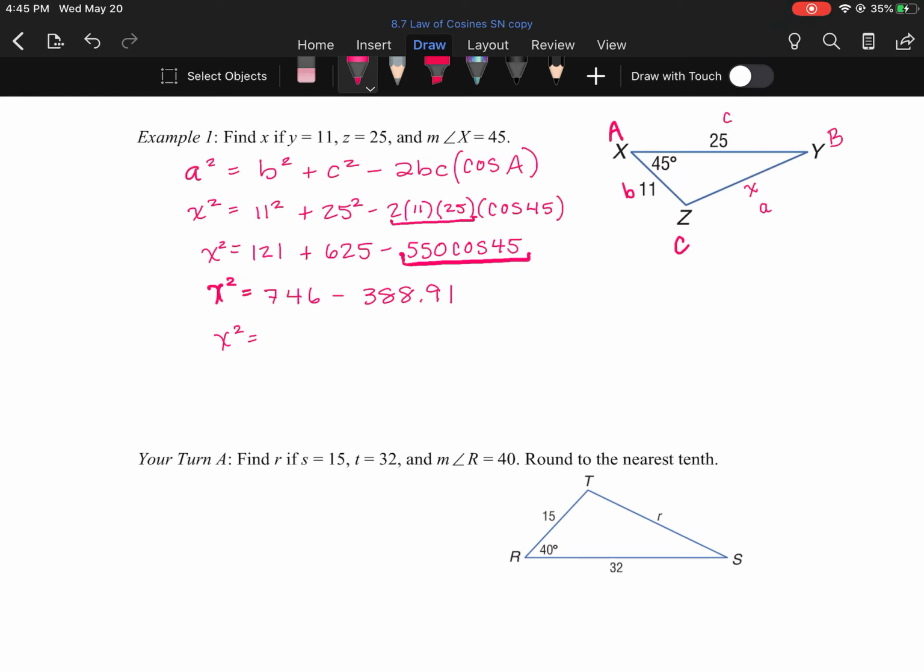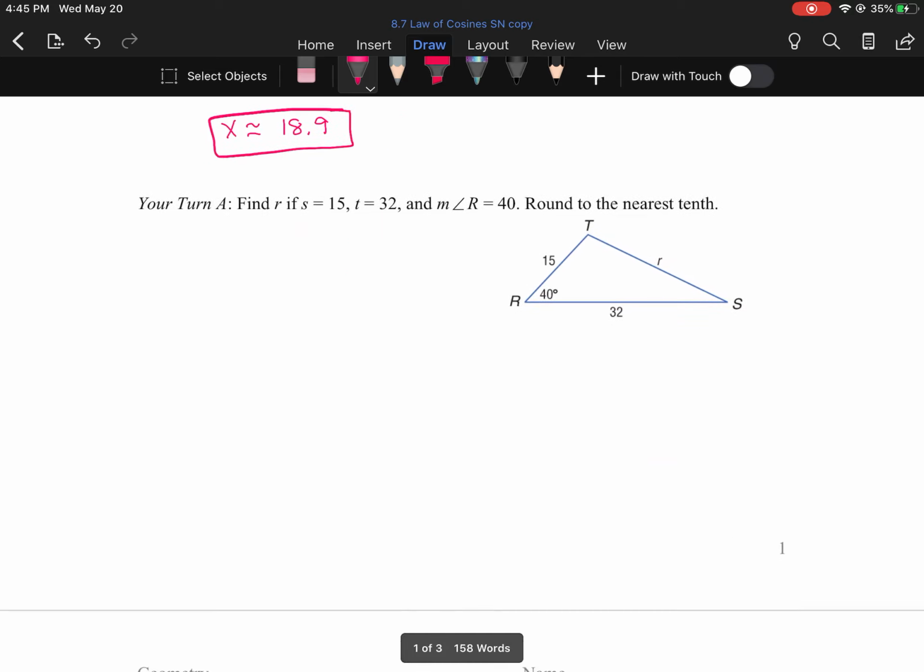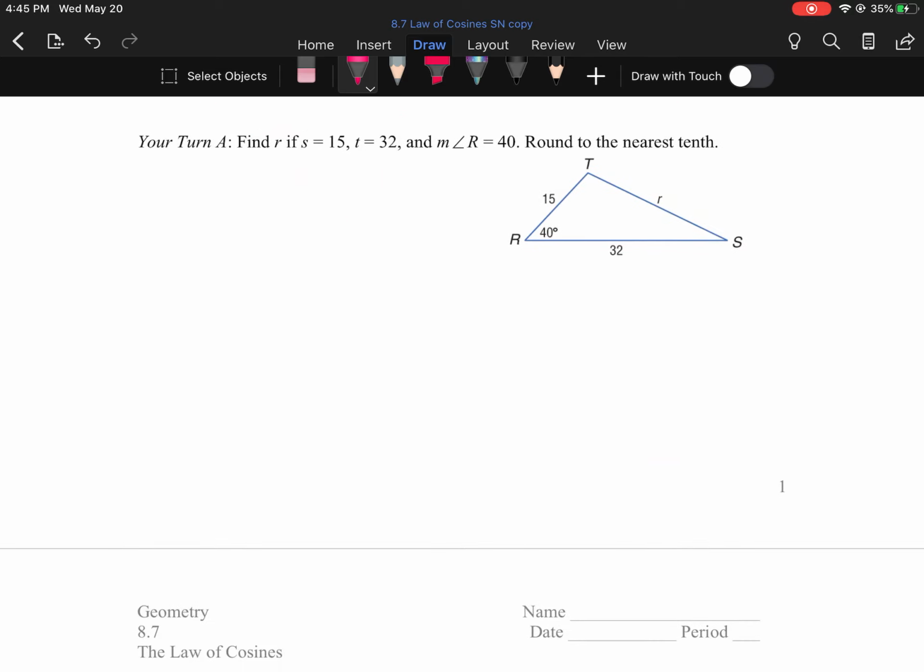When we subtract those two, we get x squared is equal to 357.1. But x is not by itself, so we have to take the square root of both sides, and we get that x is approximately 18.9. All right, so 18.9. Pause the video, take a moment, try this your turn, then come back and check your work.